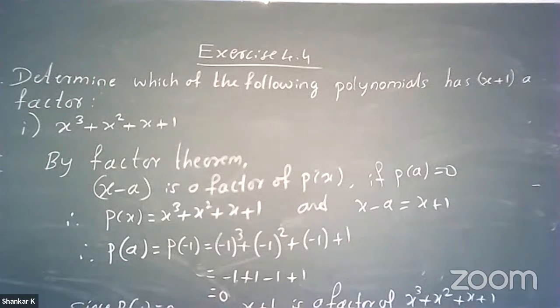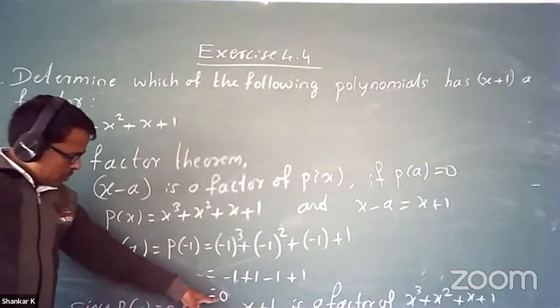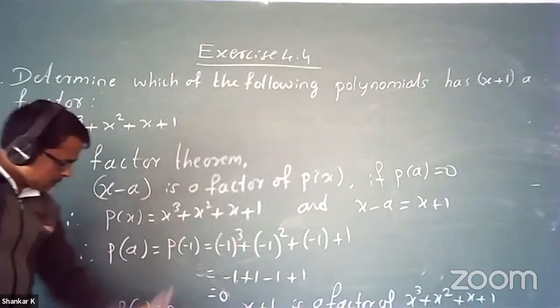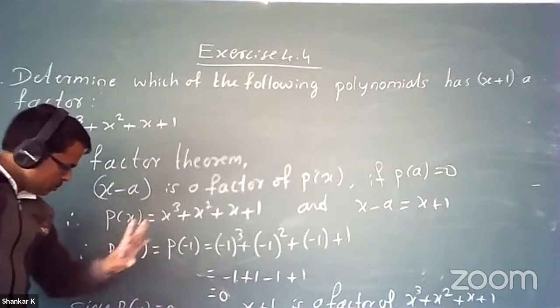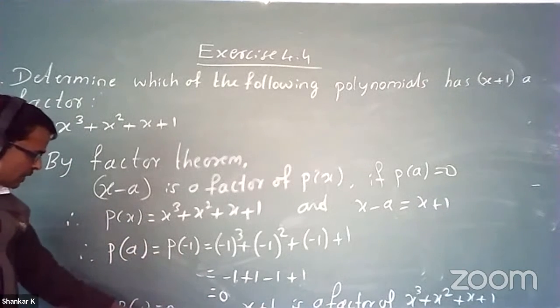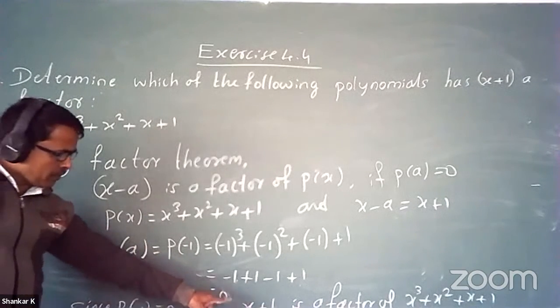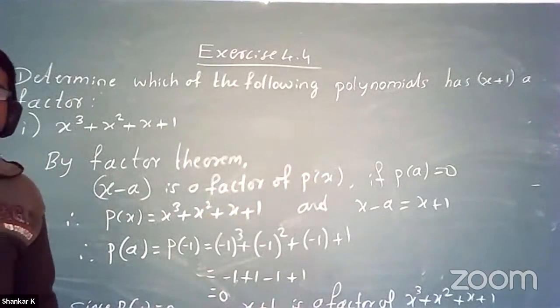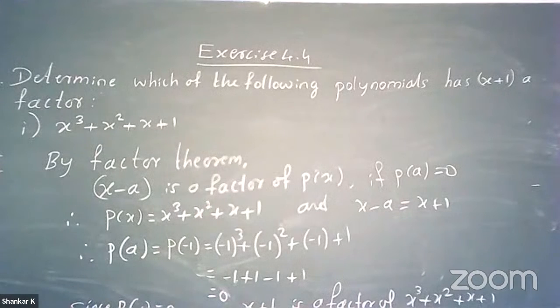Write this and try the next one, the second one, also. The second one is also the same. Here, if 0 comes, you should say x plus 1 is a factor. If 0 has not come, then you should say not equal to 0 here. Therefore, x plus 1 is not a factor. That's all. You understood or not?